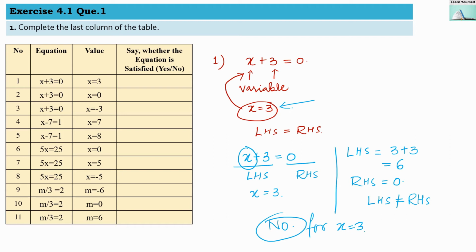So that is what we have to check for all these equations. Whatever values they have given here for the variable, those values we have to place into this equation, and we have to check whether our LHS is equal to RHS or not. So here we are going to write the answer no, that for x equals 3, this equation doesn't hold true.